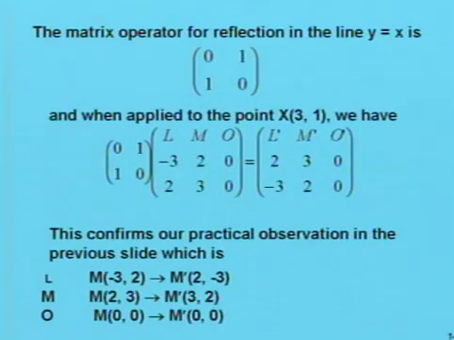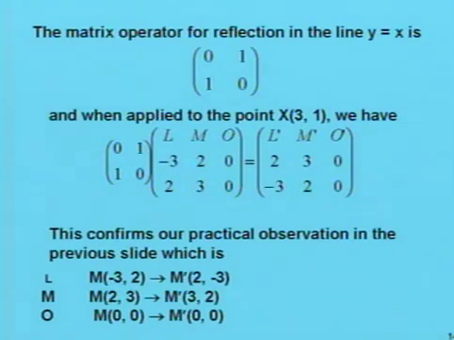The matrix operator for reflection in the line y equals x is (0, 1; 1, 0). When applied to the points L, M, O, those are the coordinate points. L is (-3, 2), M is (2, 3), O is (0, 0).